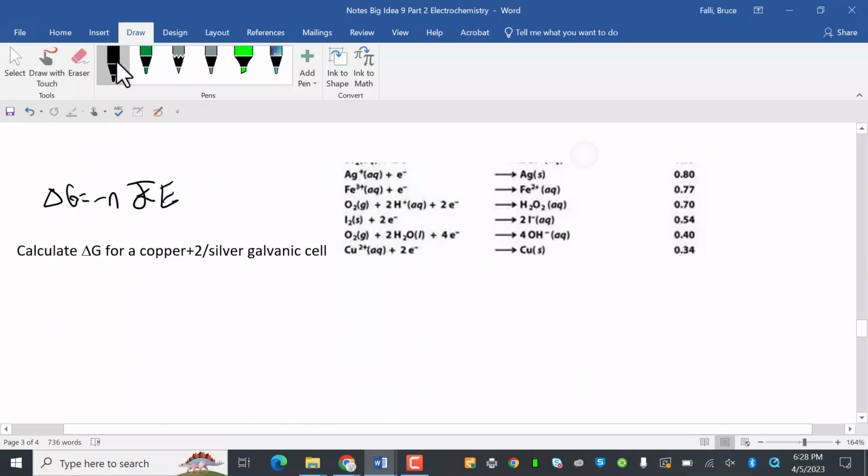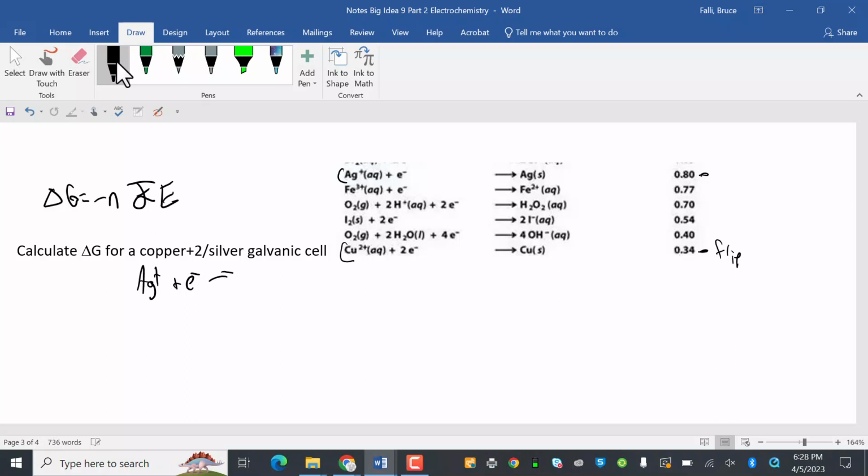So looking at this, here's silver. Here's copper 2. Which one do I need to flip? Well, it has to be positive when I'm done. So I'm going to flip this guy. Okay, so I have Ag+ plus electron yields Ag, and that's positive 0.80. And then I've got to flip that one: copper yields copper 2+ plus 2 electrons, and that is negative 0.34. When I combine those, I get 0.46 volts.